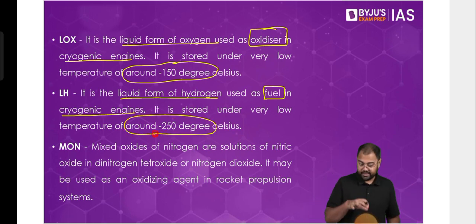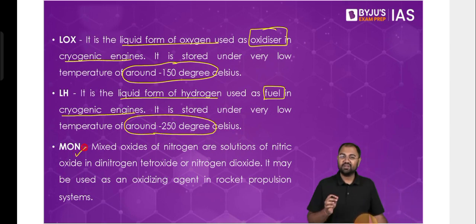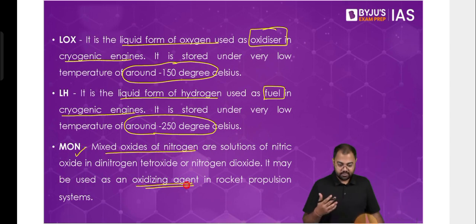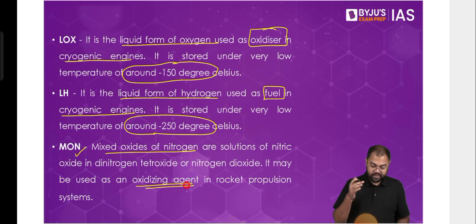And then we have MON. MON stands for mixed oxides of nitrogen, and mixed oxides of nitrogen are used as oxidizers in liquid propulsion or even solid propulsion systems. So all these are the different things which are related to the launch.